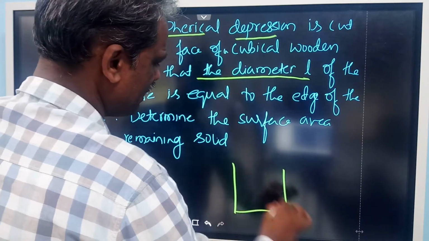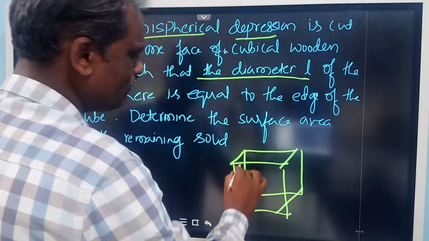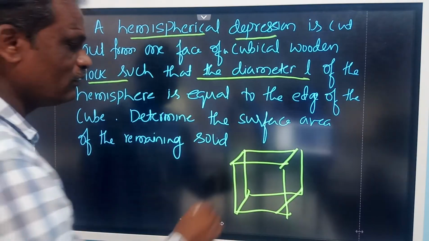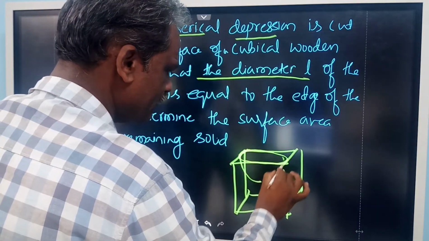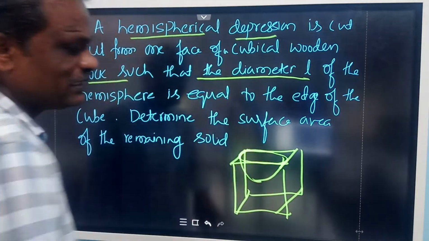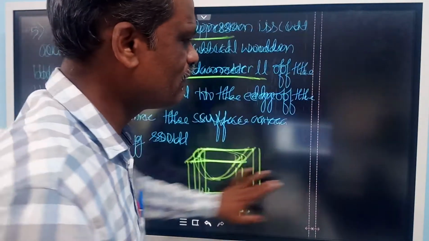Suppose here is a cubical block. In the previous example, the hemisphere was surmounted on this. Now, depression means a circular depression like this. This wooden part is taken out. This portion is taken out. So let us draw the diagram now.